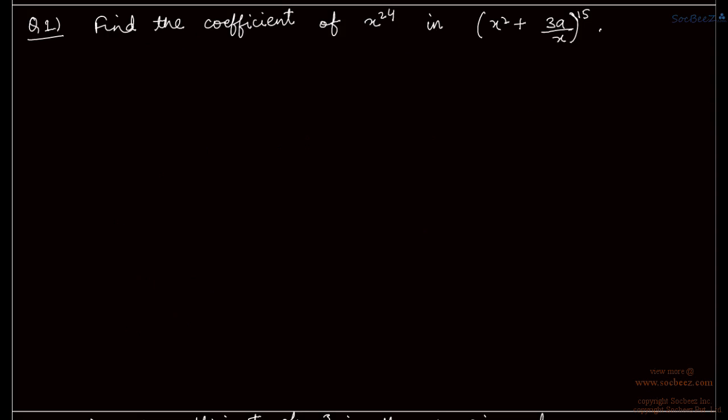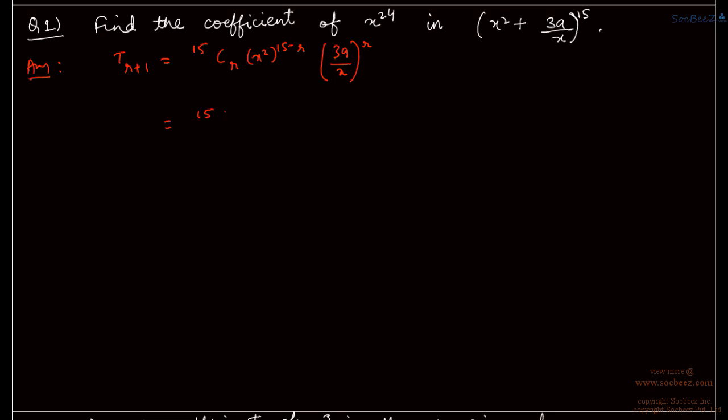So now moving on to the question. The first question is, find the coefficient of x power 24 in x squared plus 3a by x, whole power 15. For this kind of question, first of all we write down the term. Say the r plus 1 term is written as 15 c r x squared power 15 minus r into 3a by x to the power r.